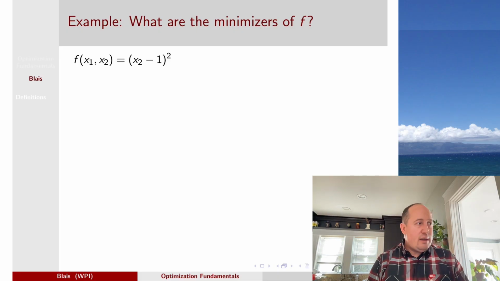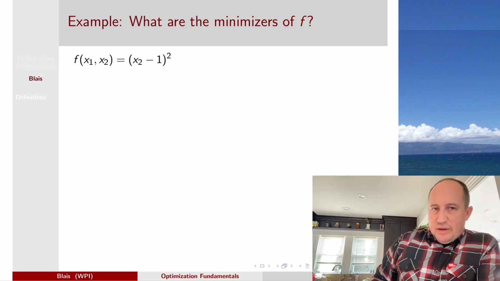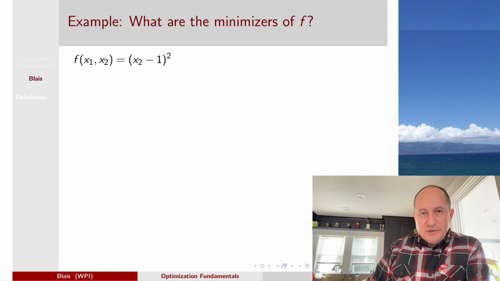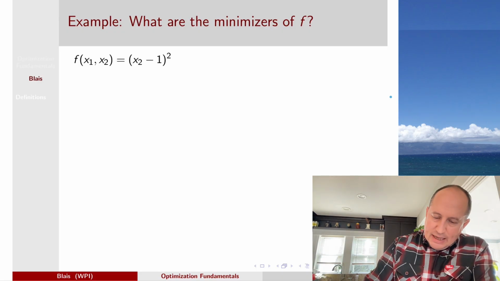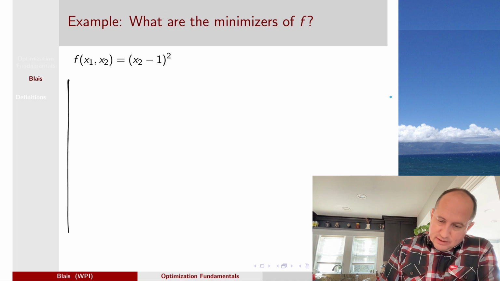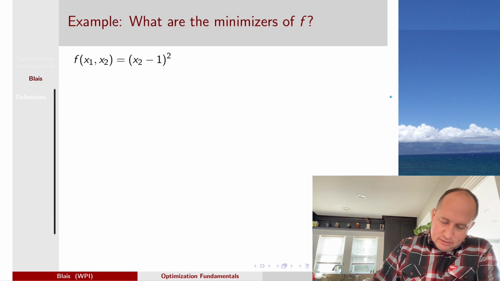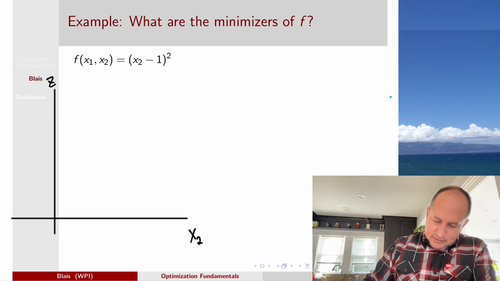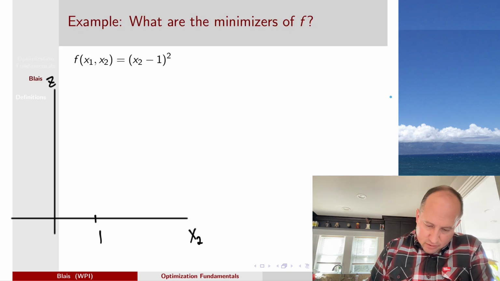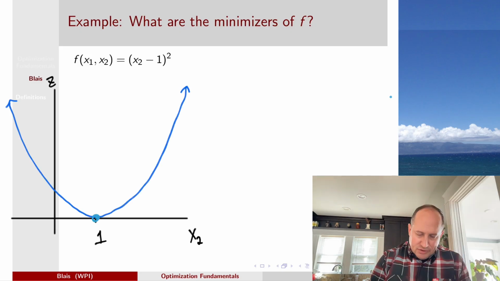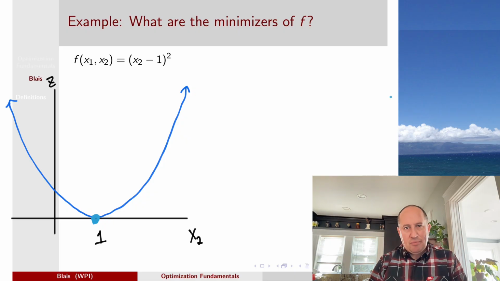Things can get a little bit more interesting than these, I would say, more trivial examples that we just worked on. What about if we have x1 not appearing in the function? So f of x1, x2 is x2 minus 1 squared. So this is kind of interesting. Let's just think about what it looks like if we do not consider x1 at all. And so let's think about the x2z plane. Well, like before, we know that this is a parabola. We should have this kind of global minimizer happening when x2 is equal to 1.